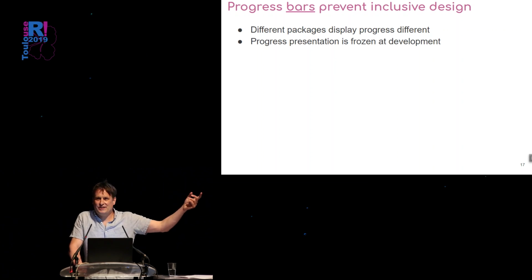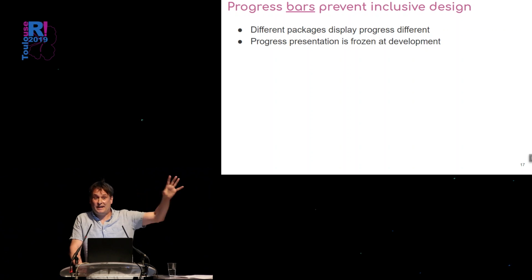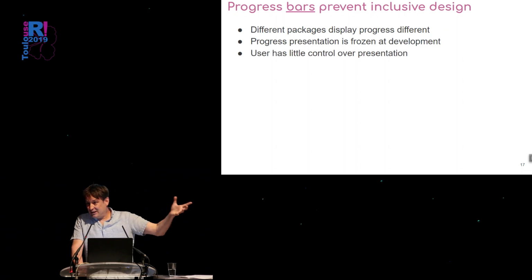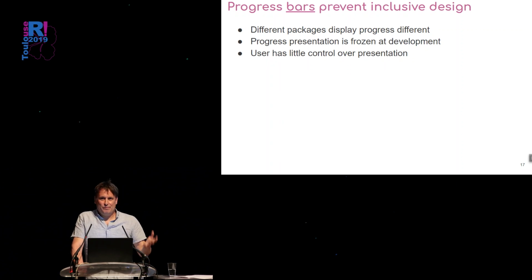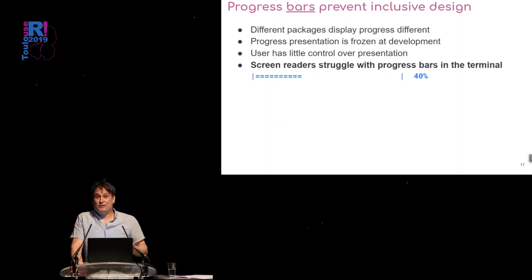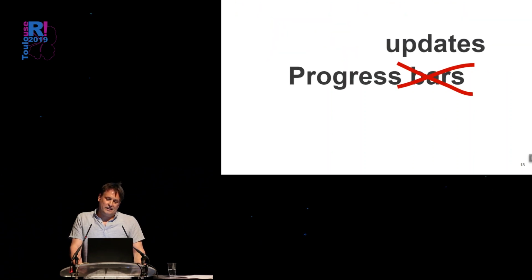how progress is presented is decided by the developer when the package is submitted. The user has very little control of this, and more importantly, not everyone can use progress bars. So you can imagine screen readers. Worst case, this one will be like equal sign, space, space, space, space, space, and then your updates, equal sign. So that's not a good thing. So I decided to skip progress bars and call it progress updates.